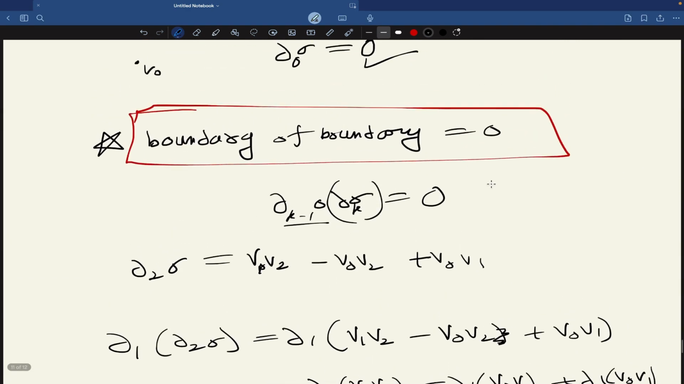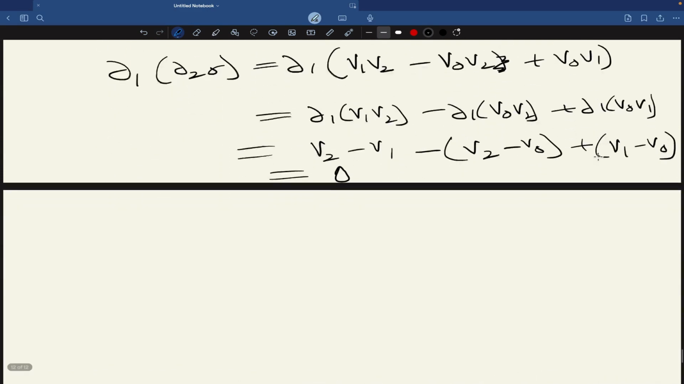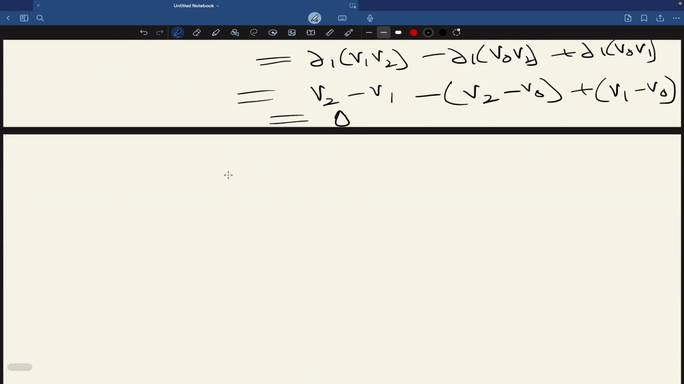So this shows this property, this result: boundary of boundary is always 0. So in general, del k minus 1 of del k of any simplex sigma is always 0.